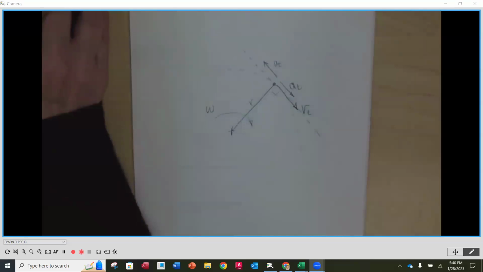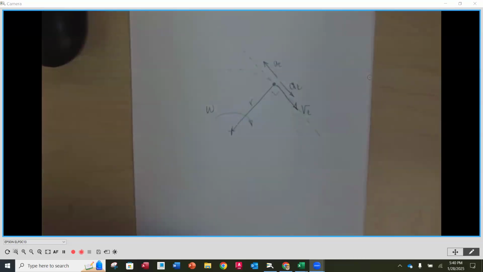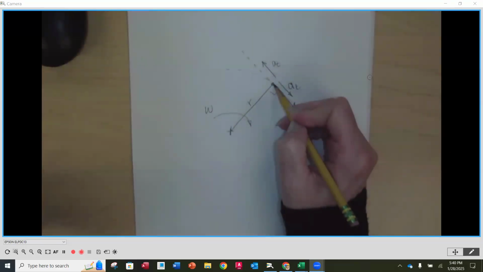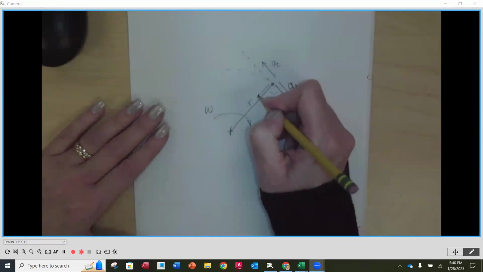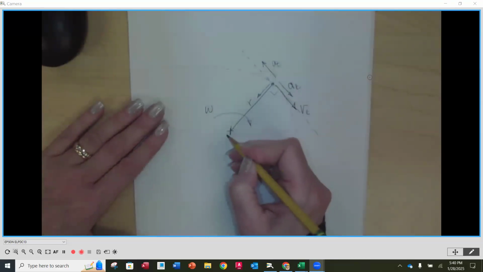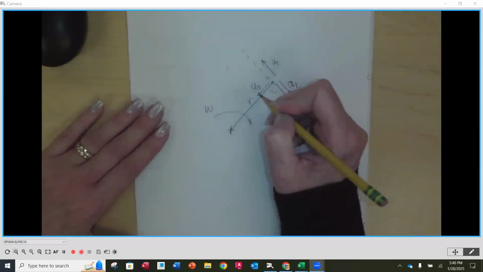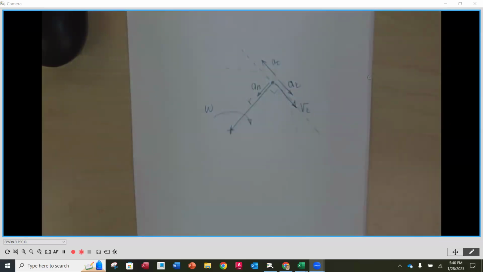So then the other component of acceleration is that normal component. The normal component of acceleration is always going to be from the point that we're analyzing, and it's going to point towards the center of rotation. So if this is our radius of rotation, this is going to be the direction of that normal acceleration. There is no acceleration that's going to point out. It's kind of like the component that keeps it in the circle.